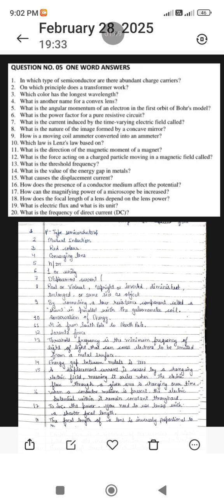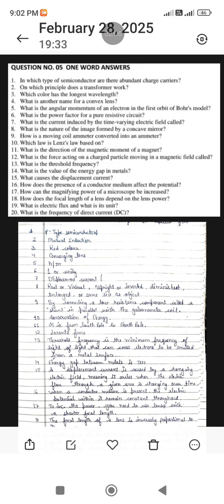What is the threshold frequency? Threshold frequency is the minimum frequency of the light that can cause electrons to be emitted from a metal surface. What is the value of energy gap in metals? Energy gap in metals is 0.